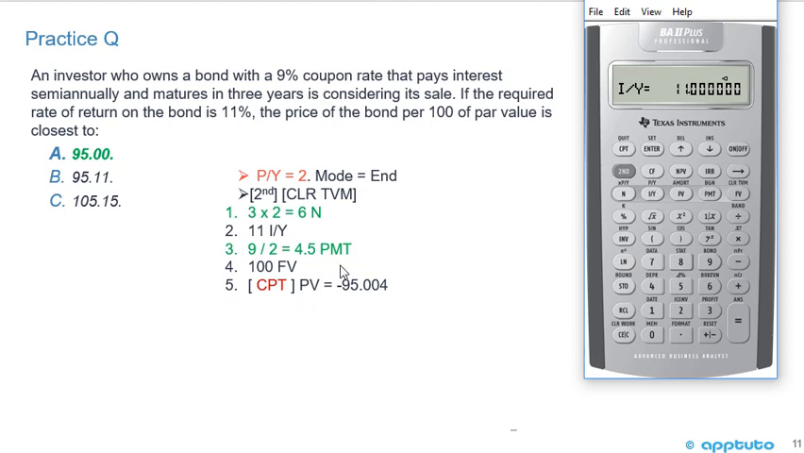However, it's semi-annual, so 9% coupon on 100, that's 9, but it's divided by 2, 4.5 on the payment. 4.5 on the payment, and it's $100 future value, face value, par value, and we're going to compute the present value, 95.00, so the correct answer is A.